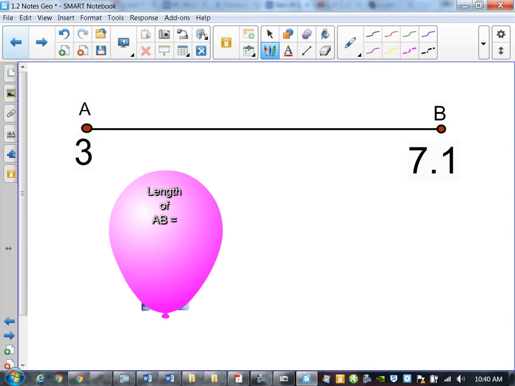Now, let me ask you this. Most of you guys did this and you got 4.1. Is it 4.1? Yeah. I thought he said 5.1. I did say 5 wrong. Did you just write L?